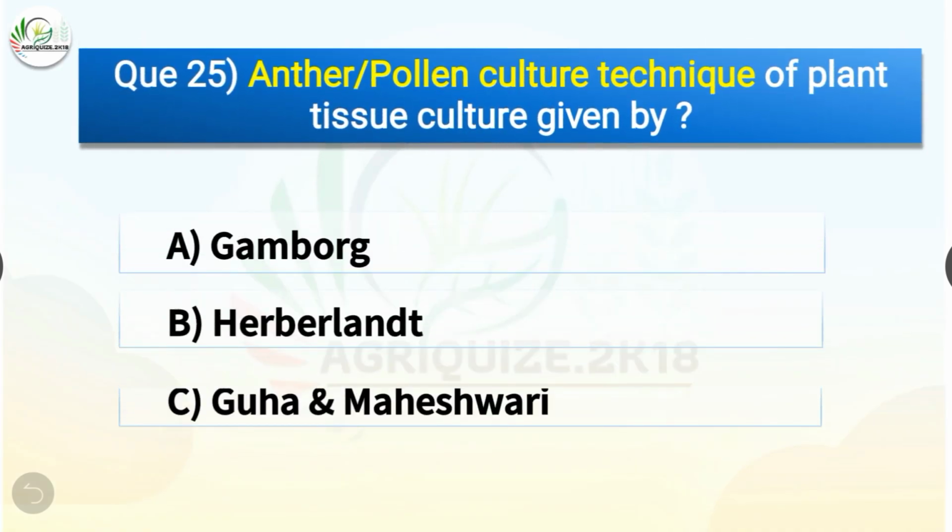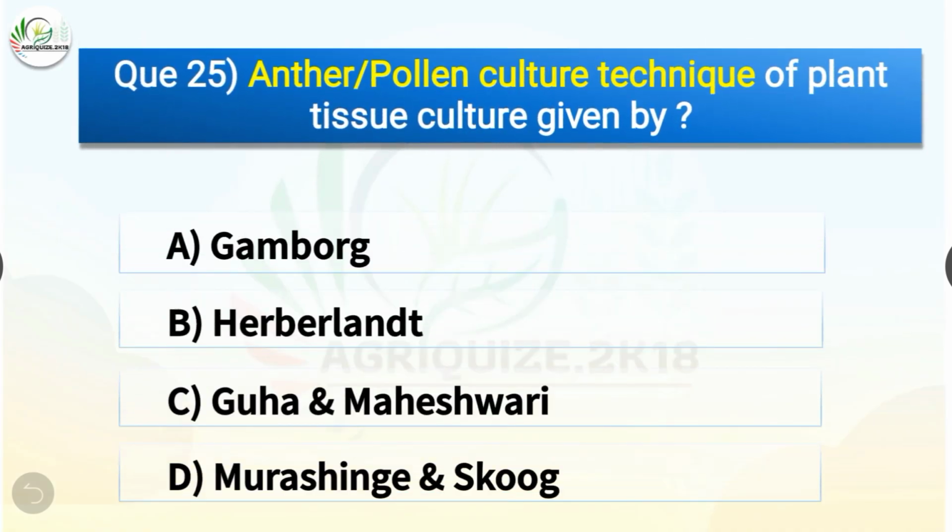Question number 25. Anther or pollen culture technique of plant tissue culture was given by. The options are Gamborg, Herbertland, Guha and Maheshwari, or Murashige and Skoog. The correct answer is option C, Guha and Maheshwari. So anther or pollen culture technique of plant tissue culture was given by Guha and Maheshwari.